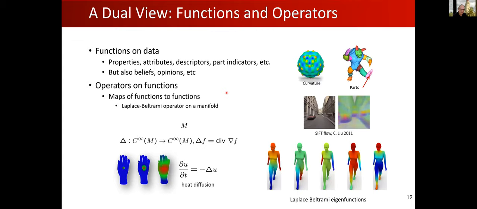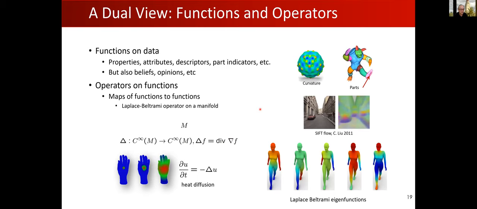And we'll be interested in operators, things that take functions as input and give other functions as output. And we'll be using quite a bit the Laplace-Beltrami operator for manifolds. This is defined by the heat equation. Essentially, it's this thing here, the divergence of the gradient, and its eigenfunctions are a natural functional basis for a 3D shape. They tend to align well with semantic features of the shape.